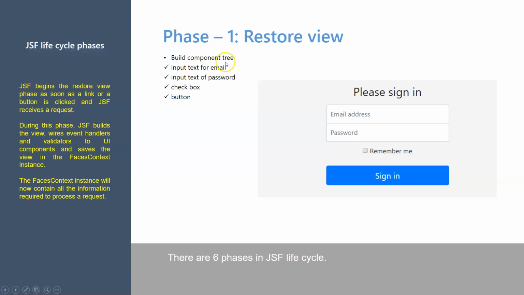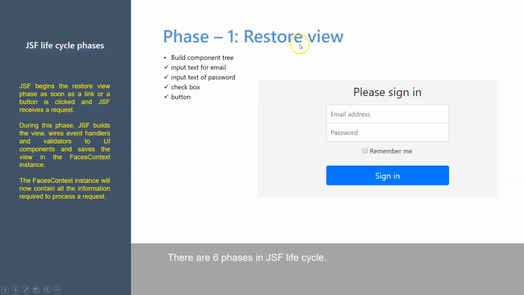When I say component tree, for example, here is our sign in screen. We have components: an input text box for the email address, another input text box to accept the password, one checkbox, and then there is a button. So these are known as components. What JSF does is it builds the component tree. It prepares the components we are going to display, or render, on the screen. So this is the very first phase. It prepares the component tree.